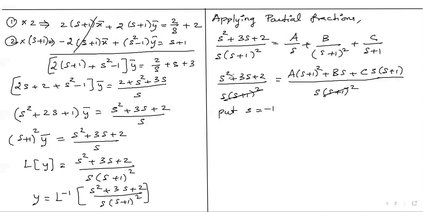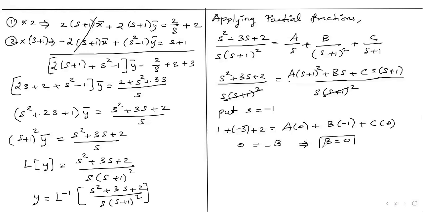But see here, the left hand side, just apply the value. Negative 1 square is positive 1 plus 3 times negative 1. So it becomes negative 3 and positive 2. Here a becomes 0. And what happens to b? B becomes negative 1, the coefficient, and c also becomes 0. And just solve this. It is 3, negative 3. So the answer is 0. So 0 equals negative b. So what happens? B equals 0. So one constant we have got.